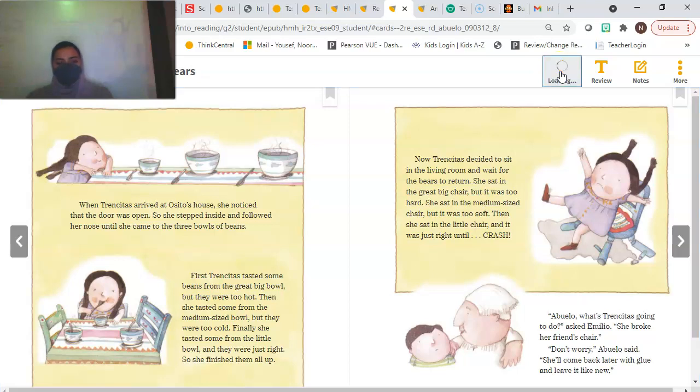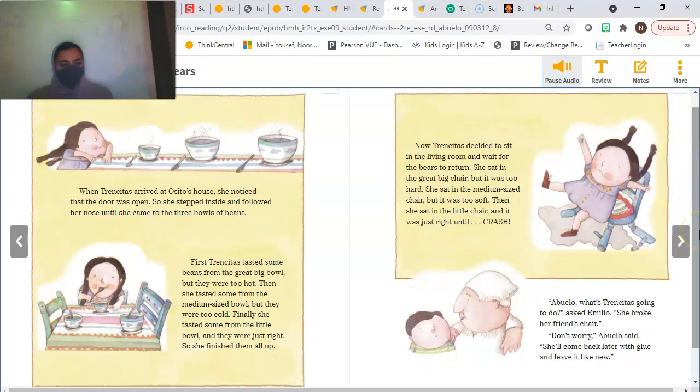Let's see. When Trenzitas arrived at Osito's house, she noticed that the door was open. So she stepped inside and followed her nose until she came to the three bowls of beans. What does it mean when it says she follows her nose? Does she literally follow her nose? No, her nose is not walking in front of her. It means she follows the good smell. Very good. It's called figurative language.